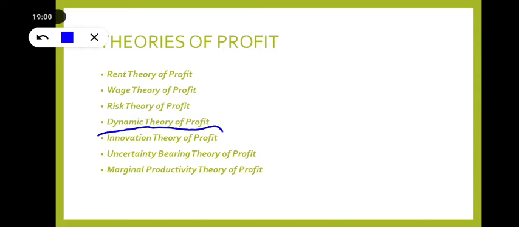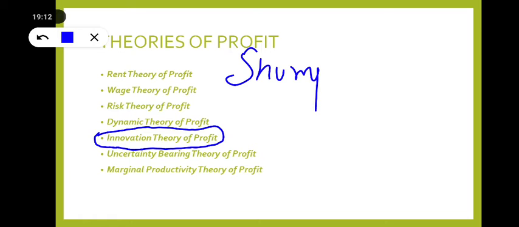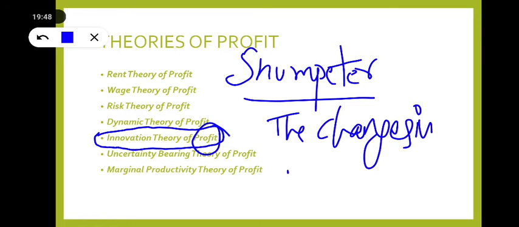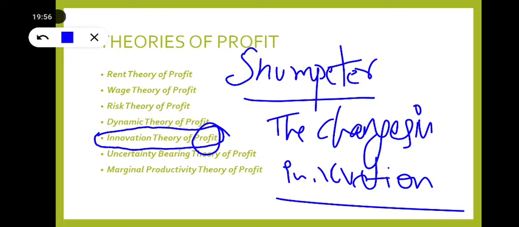The next theory is the innovation theory of profit. This theory was propounded by Schumpeter. This theory is more or less similar to that of Clark's theory. Instead of the five changes mentioned by Clark, Schumpeter explains the change caused by innovations in the production process. So, Schumpeter says that an entrepreneur earns profit because of the changes in innovation.